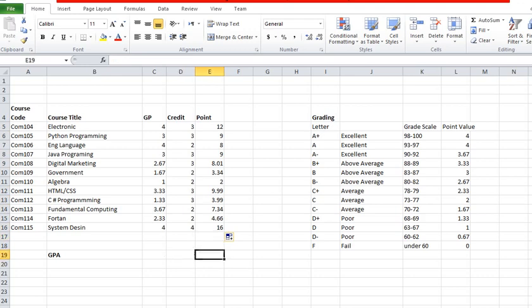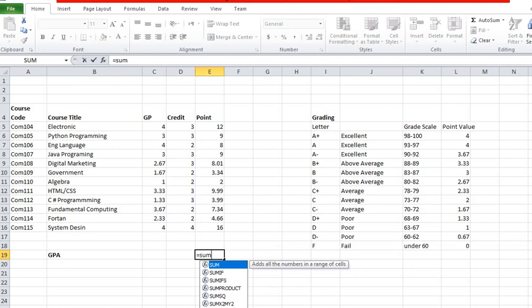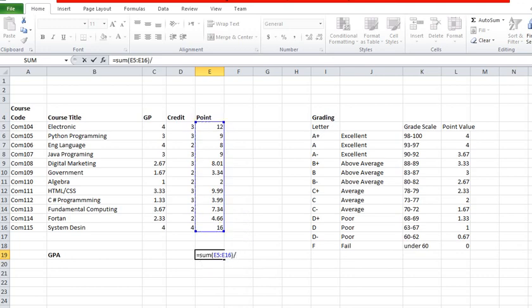So now to find the GPA, total is equal to, you sum the total point from here to here, closing bracket, divided by the summation of the credit units. You close it here. So the GPA is the total summation of the total points all over summation of the total credit units. So this is the GPA being calculated.